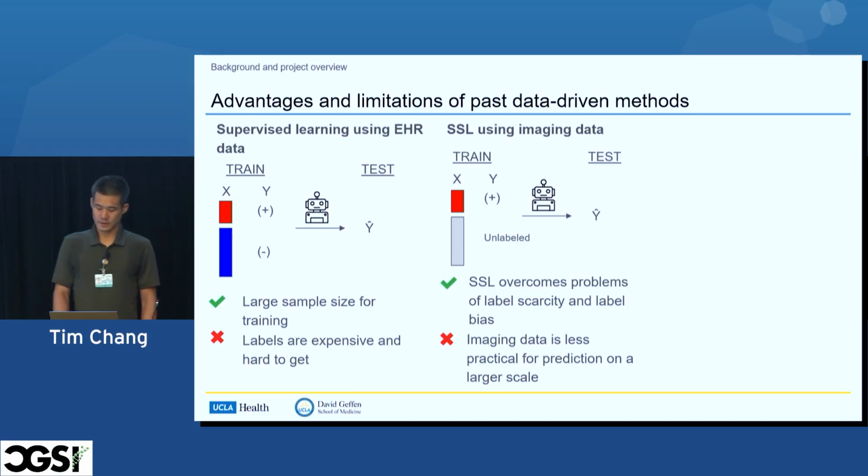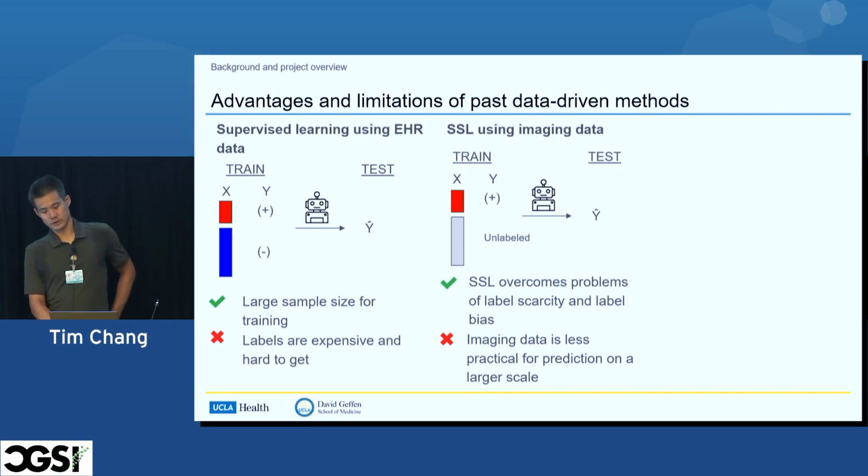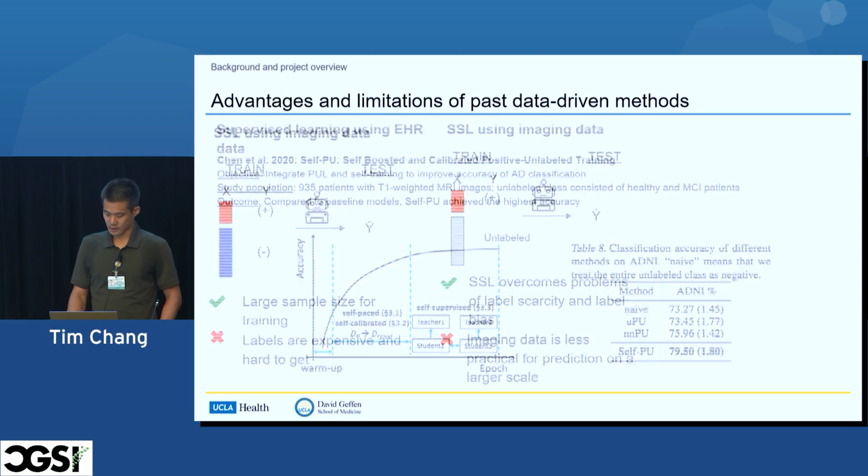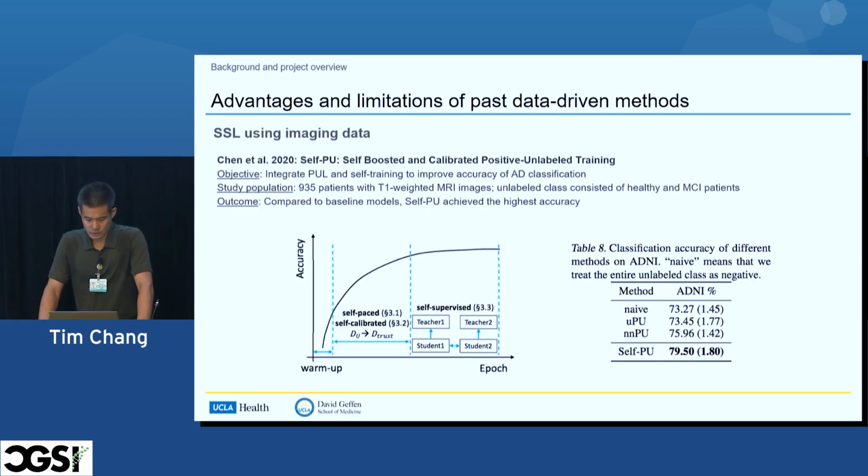Then there has been some semi-supervised learning that's been done, particularly using imaging. There's a large data set that others have used called ADNI. They essentially do something called positive unlabeled learning, with some self-training. The point here is that this is only using imaging from the ADNI data set, and they showed that the AUC improves to about 80% when they use their method, versus 73% with a traditional case control supervised learning framework.